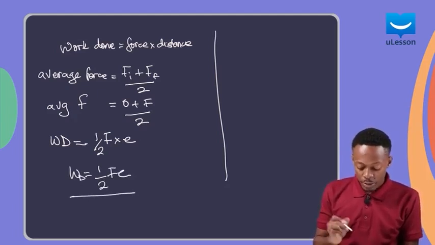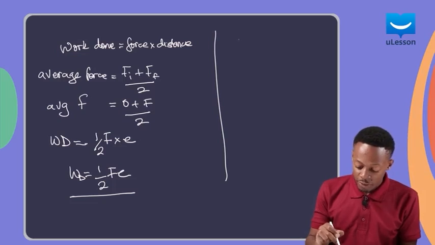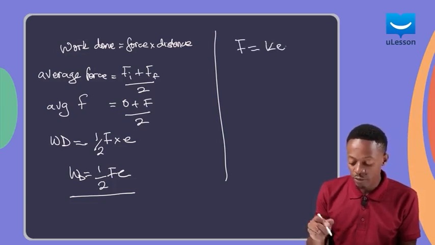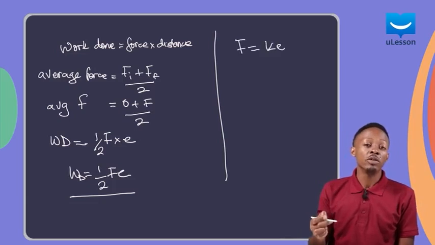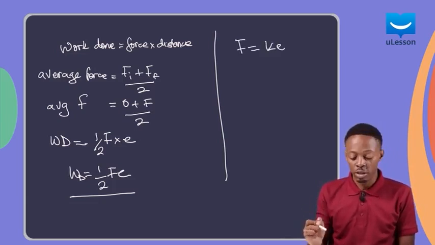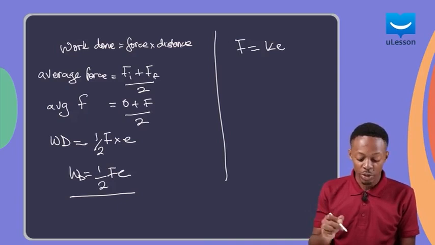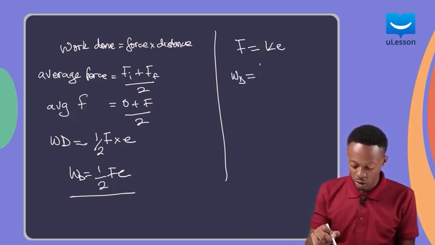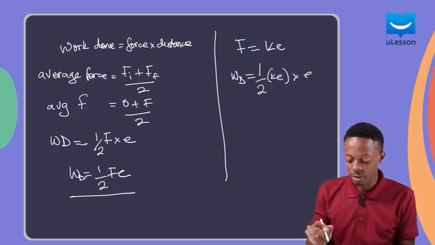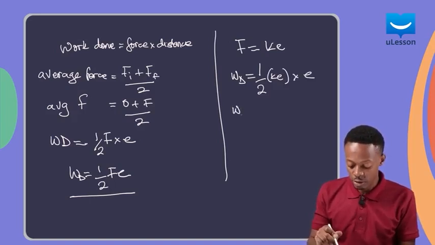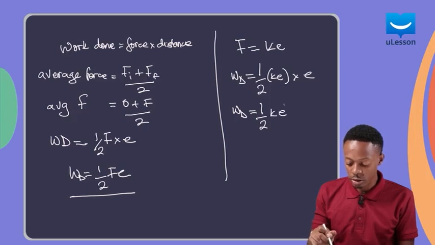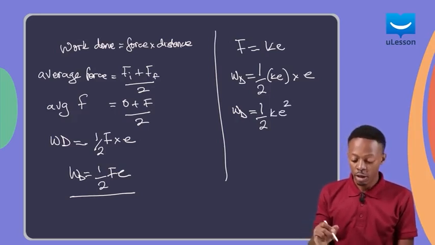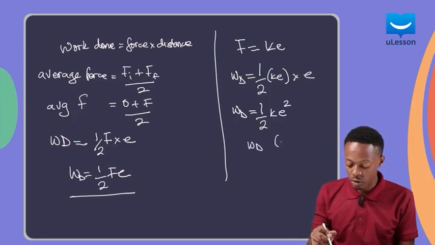Now remember that F is also equal to KE from Hooke's law. So we can use that to find the potential energy in the spring by putting this equation back into the work done. So we have work done is equal to 1 over 2 KE times E, which gives us work done is also equal to 1 over 2 KE squared. And we know that work done is always in joules.